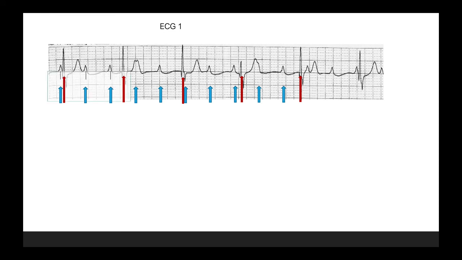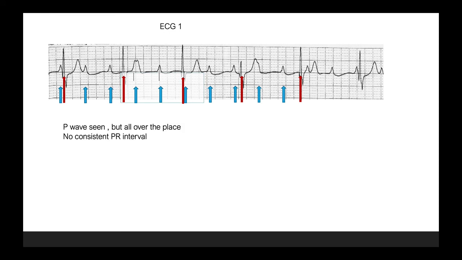So if you were to take a paper and mark the P waves and move that, you'd see that yes, there's definitely the P waves, they're coming regularly, but the QRS is coming independent of the P waves. So P waves seen, they're all over the place. There's no consistent PR interval. There's no fixed relationship between the P wave and the QRS complex. So the impression is this is a 3rd degree AV block.